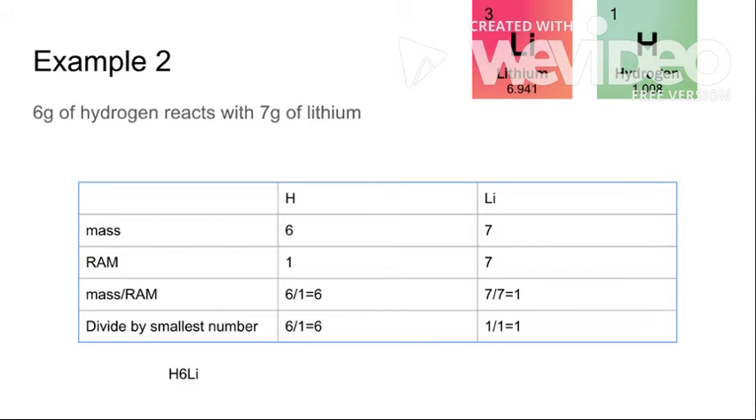Again, now we have to find the ratio, so we divide by the smallest number, which is obviously lithium's number, which is 1. So 1 over 1 for lithium is obviously 1, and 6 over 1 for hydrogen is obviously 6. So therefore we have a ratio of 6 to 1. The empirical formula should be H6Li. You can put a 1, but no need to do that.